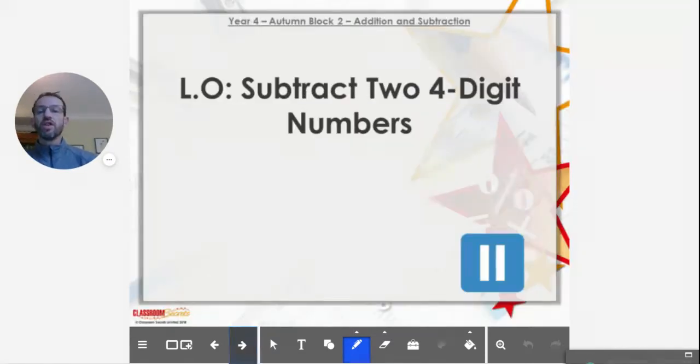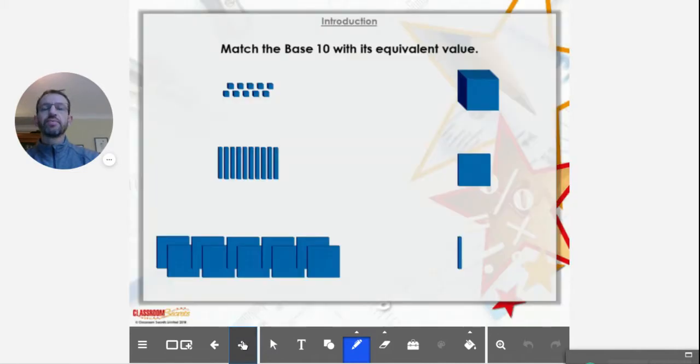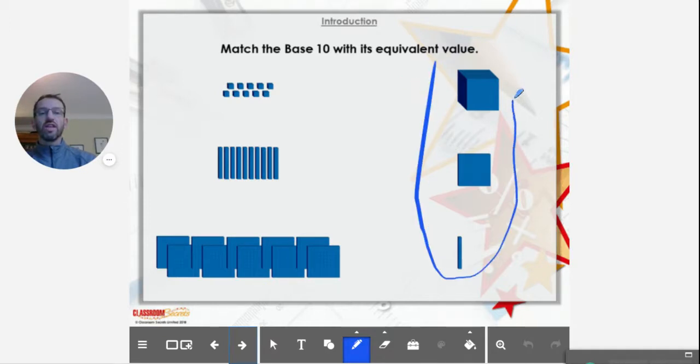So today, building on the addition, we are doing subtraction of 4-digit numbers. Again, here's a different representation of numbers. So sometimes we use this base 10, or what is sometimes called Dienes cubes, to represent different numbers. And again, it's a matching task, just like yesterday, which representation on the left of the screen matches up with the representations on the right of the screen.